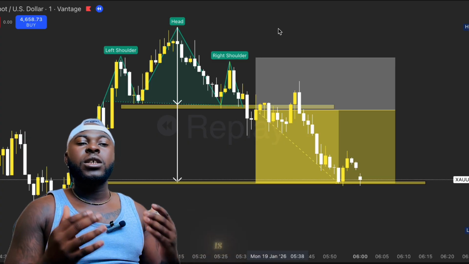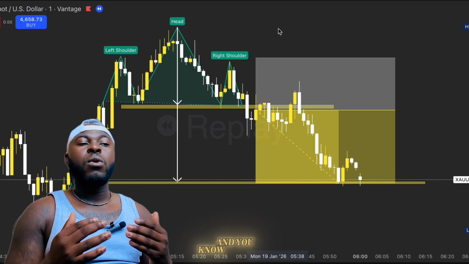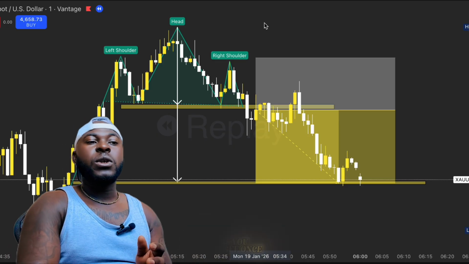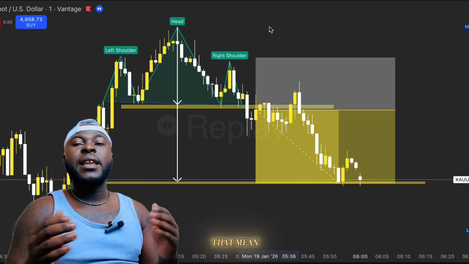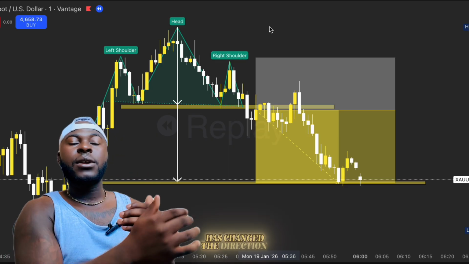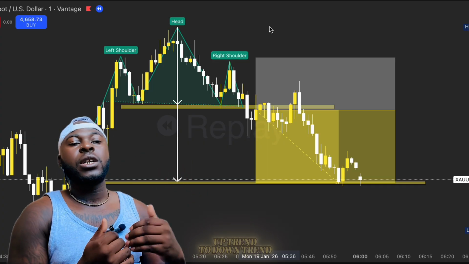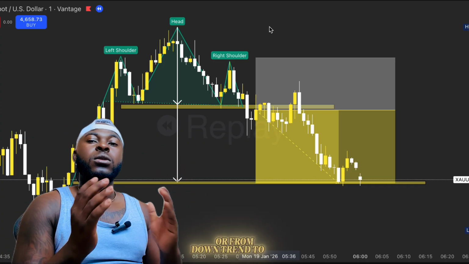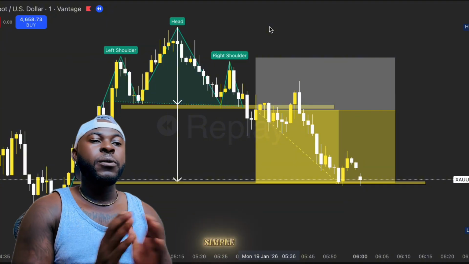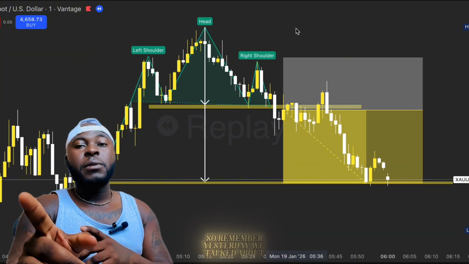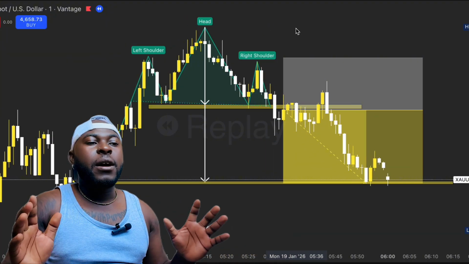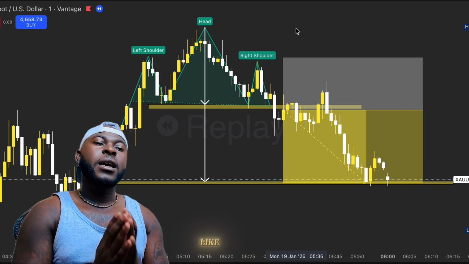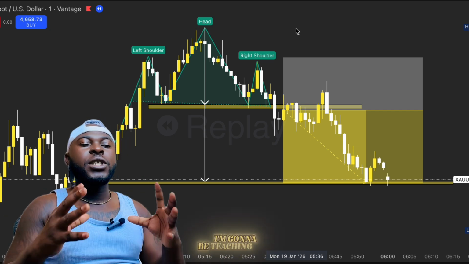You know when the trend is ending, and you know when the trend begins. As you can see, once you see a head and shoulders, that means the trend has changed direction, from uptrend to downtrend, or from downtrend to uptrend. And it's very, very simple as that. So remember, yesterday we talked about double bottom, and I'm gonna be teaching you everything.